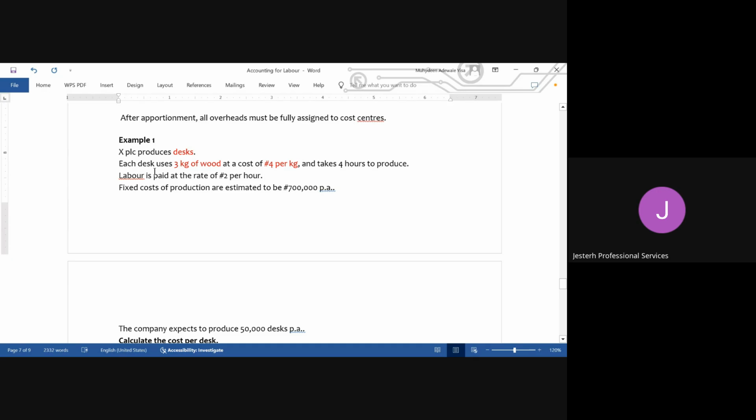Now, each desk uses 3 kg of wood at the cost of 4 naira per kg. This company wants to produce desks, and they have already carried out their preliminary studies where they came up with: for us to produce these desks, the material that we need is going to be 3 kg of wood, while each kg of this wood costs 4 naira per kg.